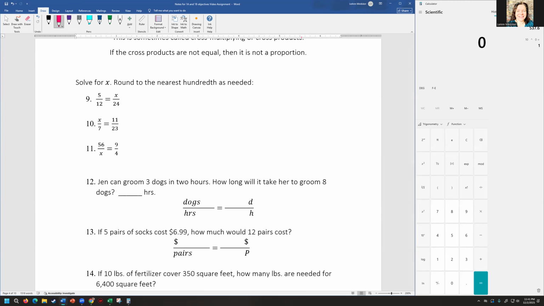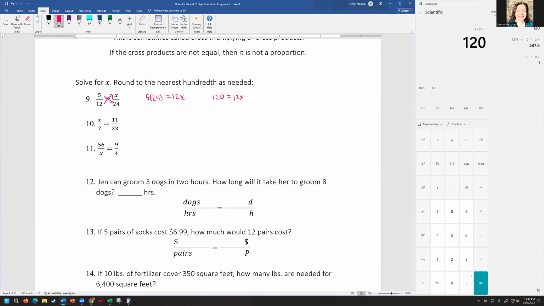So solve for x, round to the nearest hundredth as needed. So once we get to the final step, we'll determine if we need to round. If the answer comes out nice, we won't have to round. So I have 5 times 24, because this is a proportion. So I'm going to write that out, equals, the second diagonal would be 12 times x. We go to our calculator to work out the 5 times 24. So 5 times 24. That's going to be 120 for that left side, equal to 12x.